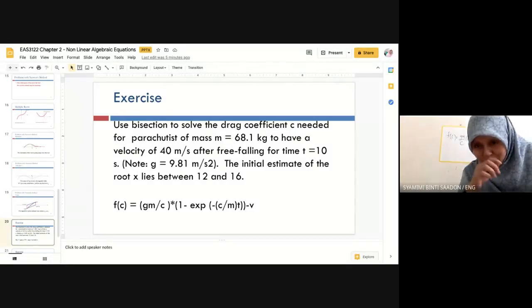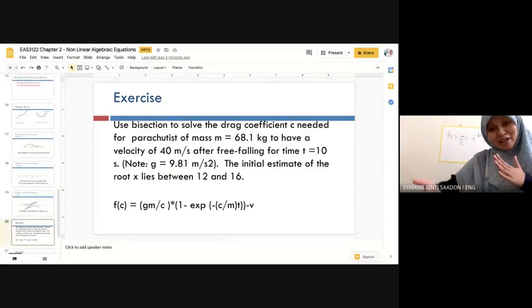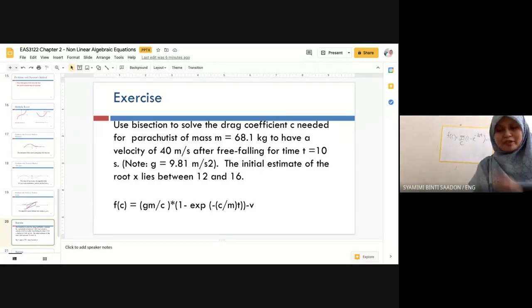So here you can see which one will be negative, right? So it will be between 14 and 16 instead of between 12 and 14, right? But for the next round, you have to divide 14 and 16. Search the half. So the half is 15. So the second round of the midpoint will be 15. And then continue, search for f15.